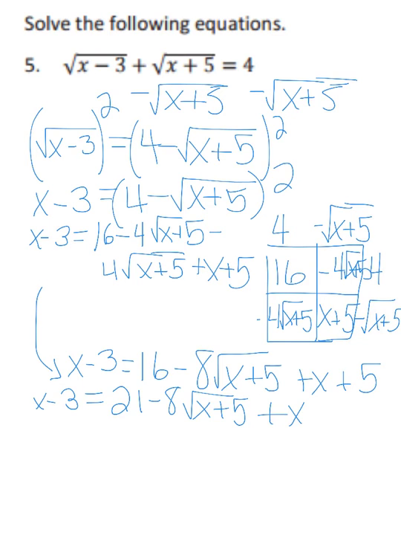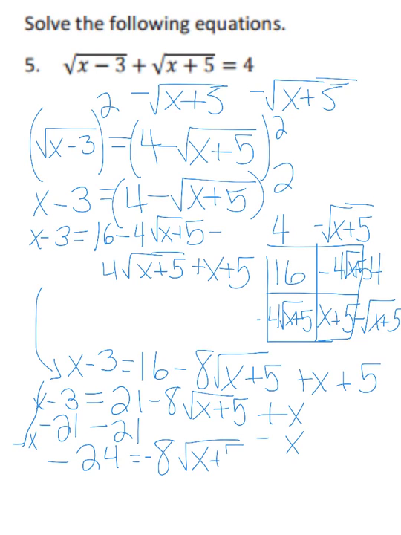Now we're going back to from our last lesson, and we want to eliminate that radical by isolating it. So isolate it by subtracting 21 from both sides, and you're going to also subtract the x. Subtract the x. So notice a positive x and a negative x, the x will cancel, and a minus 3 minus 21 will be minus 24. It's going to equal negative 8 radical x plus 5.